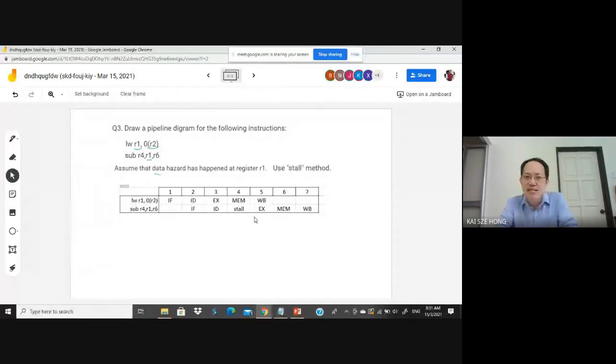That's why you have the instruction fetch, instruction decode. For the execution, you haven't got your data yet. R1 is still at this stage, so no operation can be done here. So you stall it first, then only you do the execution at stage number 3 for instruction 2. Then after that we have the memory access and then write back.